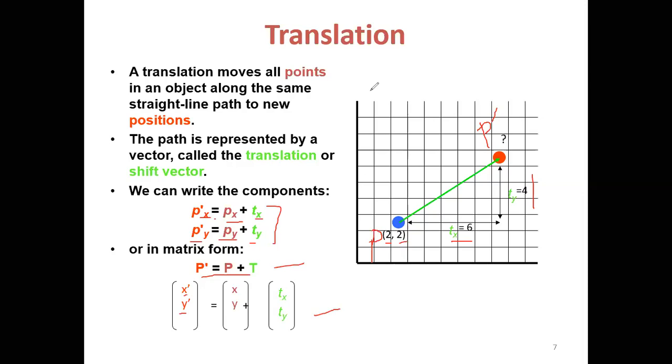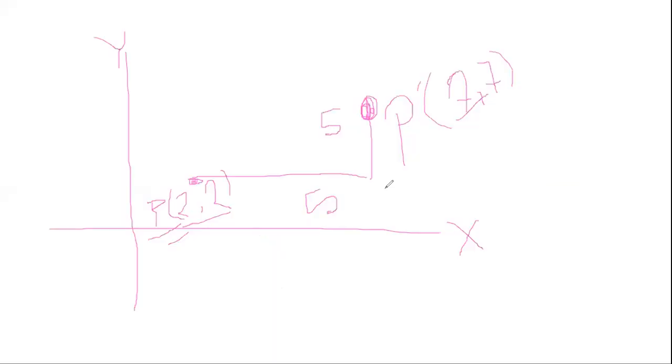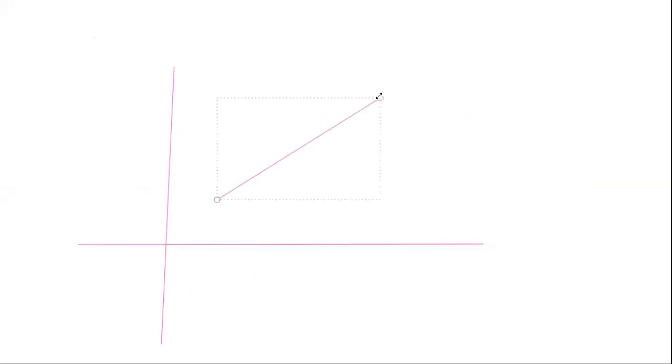So we know how to translate one point from one place to another place, but I don't want to translate a point. I want to translate, let's assume, a line. Okay, so let's assume this is the line. The line has 2 points. Let me write the coordinates. This is 2, 2.